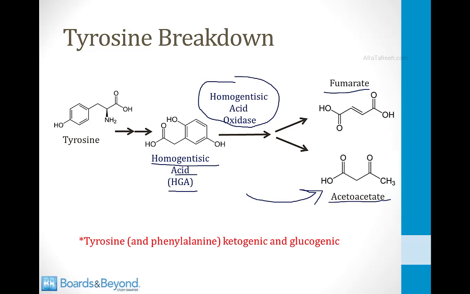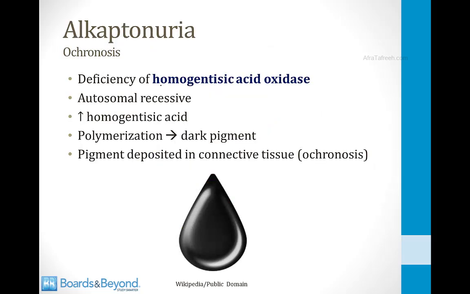And this is a good way to remember that tyrosine, and therefore phenylalanine, which it comes from, are both ketogenic and glucogenic amino acids. If you are born with a deficiency of the enzyme homogentisic acid oxidase, you will develop a condition known as alkaptonuria. This is an autosomal recessive condition that results from high levels of homogentisic acid inside of tissues.